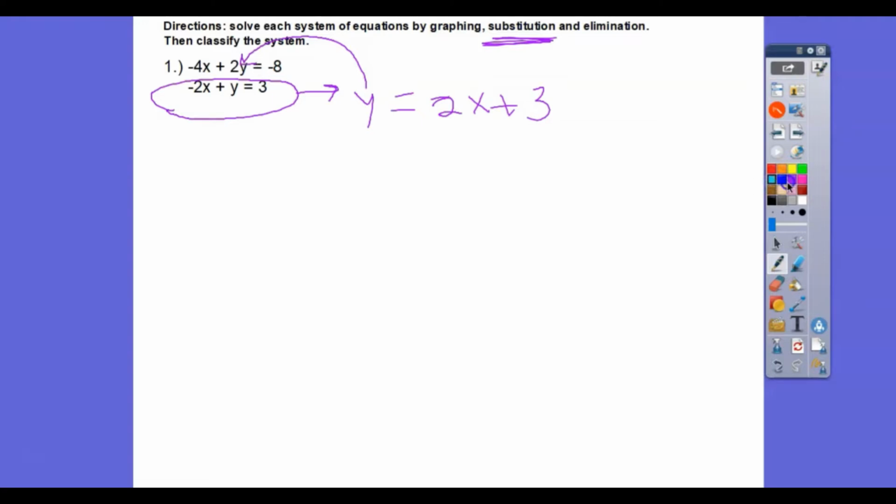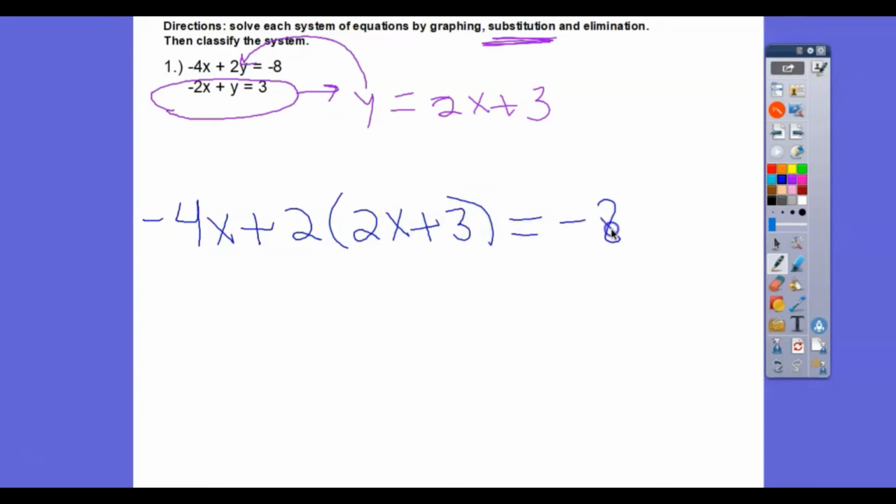So here I go. I'm going to write negative 4x plus 2, but it's 2 times y. Whenever I see a y, I'm going to replace it with what y is equal to, which is 2x plus 3, equals negative 8. Now, the whole point of doing this is that I used to have two equations. Each one has two variables, so I can't do anything. But now I've reduced it so that I only have one variable. All I see are an x. So let's go ahead and solve this.